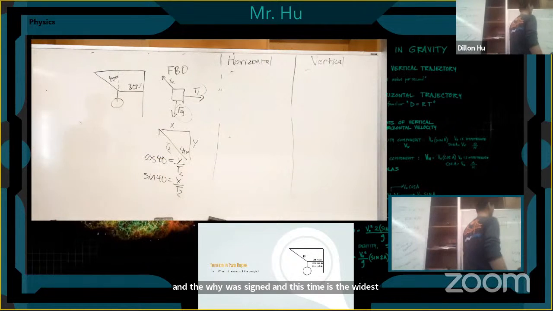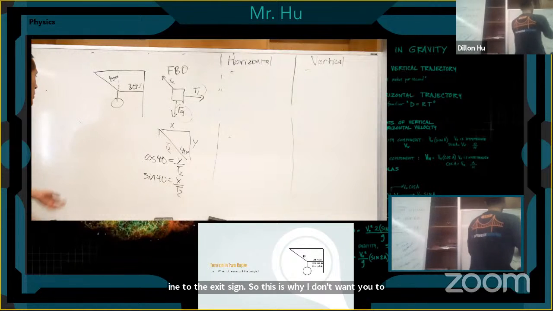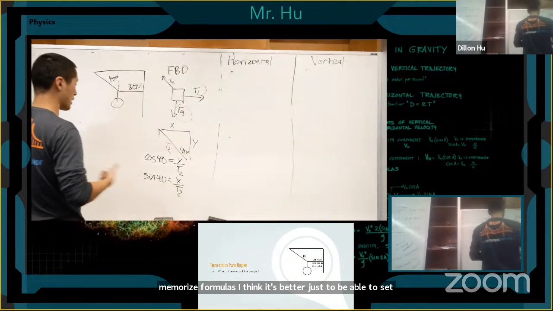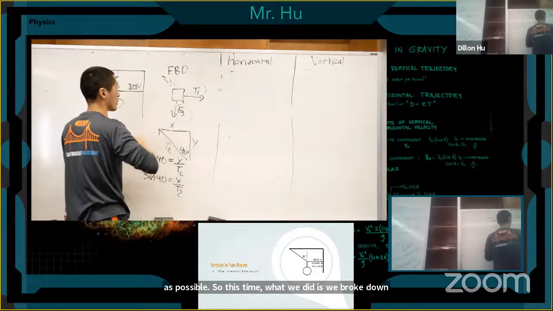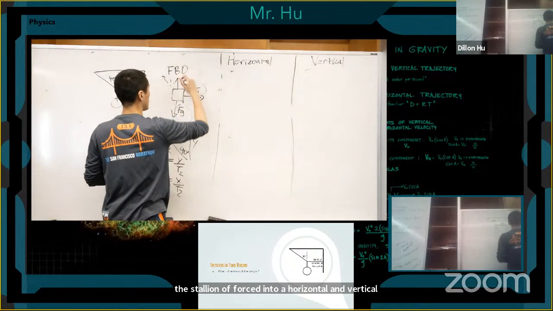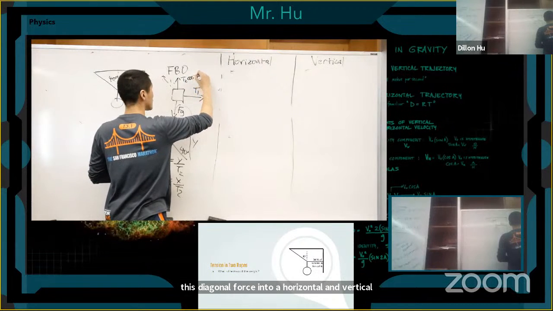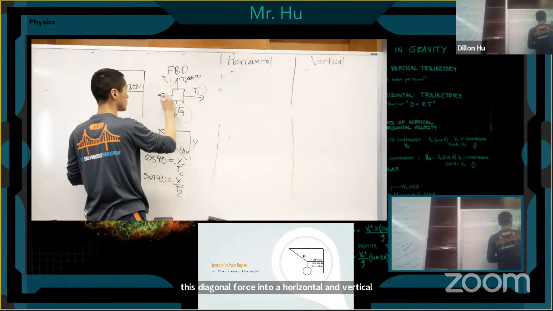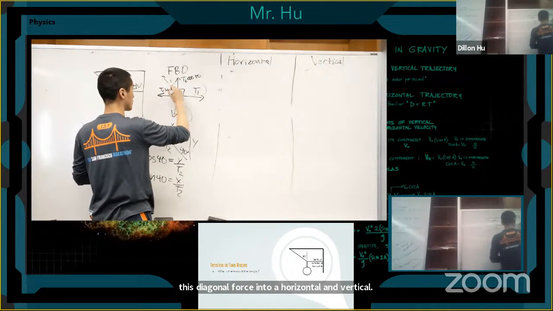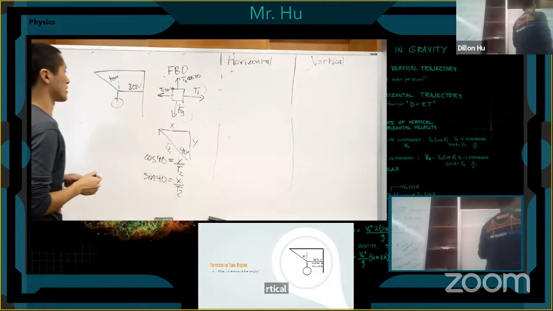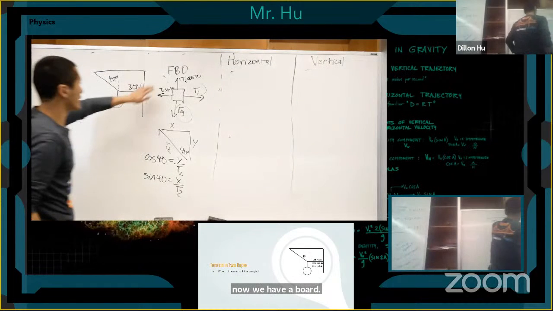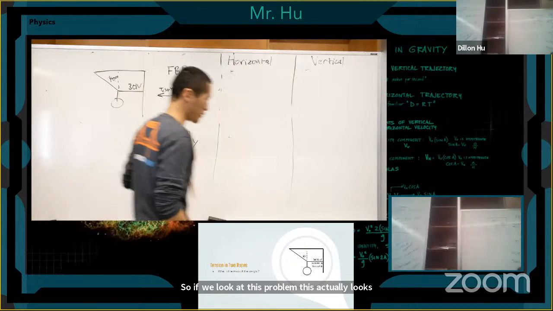This is why I don't want you to memorize formulas. I think it's better just to be able to set it up and adjust your setup as needed. So this time what we did is we broke down this diagonal force into a horizontal and vertical force. Now we have a problem like this. This actually looks a little bit easier than last time because we only have 4 forces here.